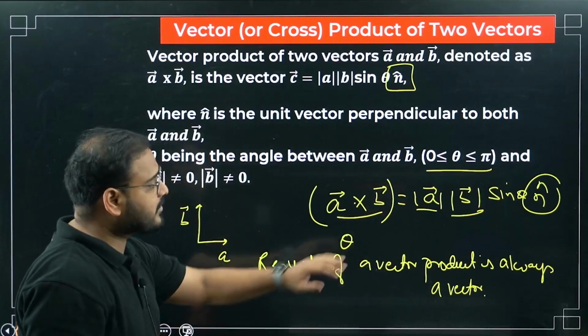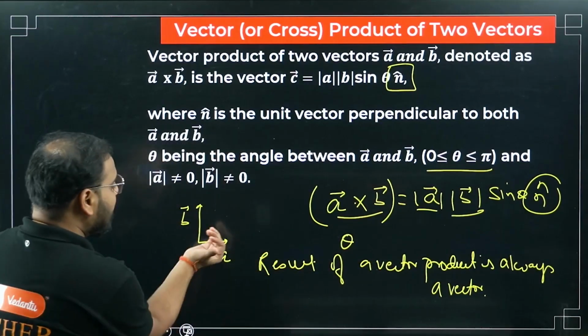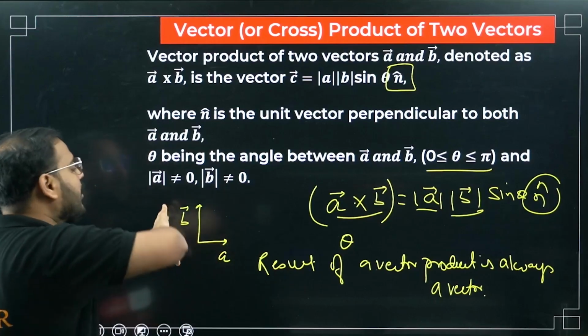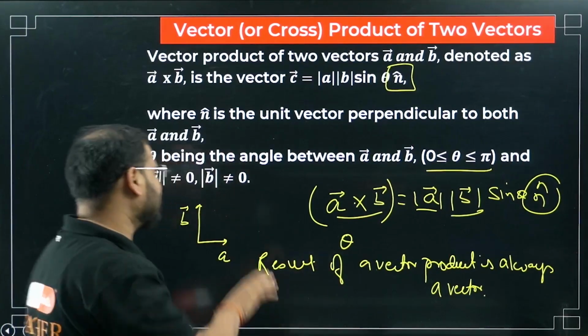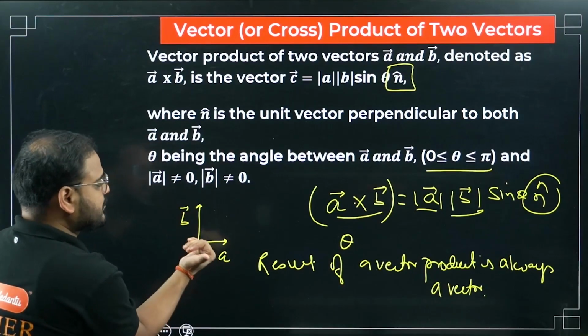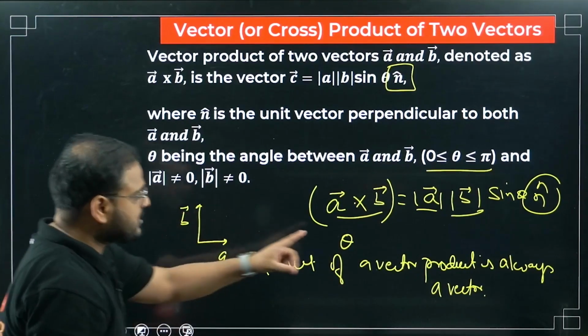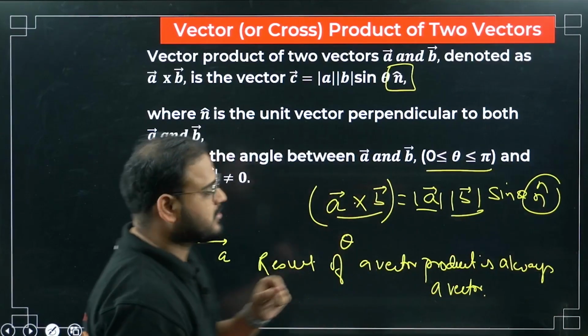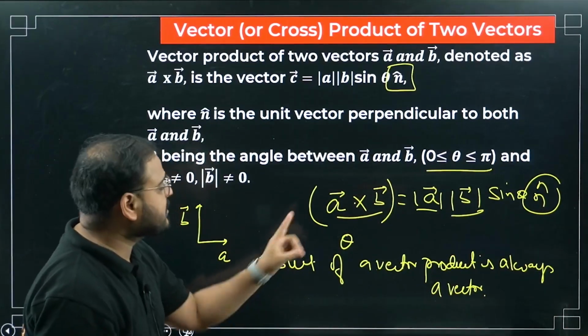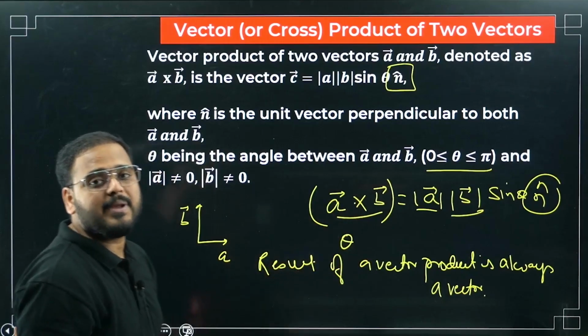The direction sense of the resulting vector a cross b will be outside the plane or inside the plane, depending upon the direction sense. B cross a will give me negative, so inside, and a cross b will give me positive, so outside. Understand this? So this n cap represents what? A unit vector across whose direction sense is perpendicular to both a and b individually.